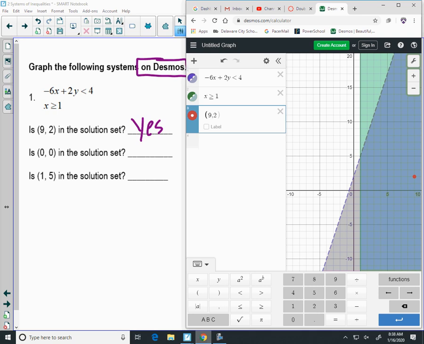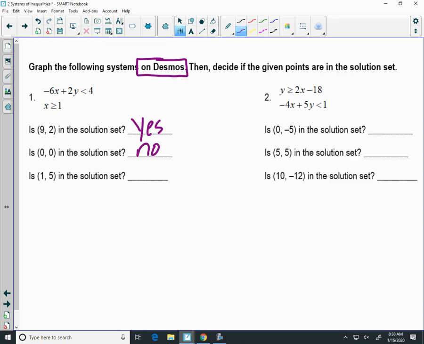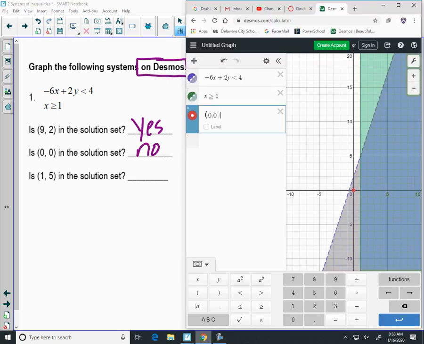Okay, what about 0, 0? Is 0, 0 in the overlap? It's not. It's in one of the shaded areas. But if we're doing a system, we need the overlap. So that's a no. It's only in one. So no. All right, the last one I want to look at is 1, 5.